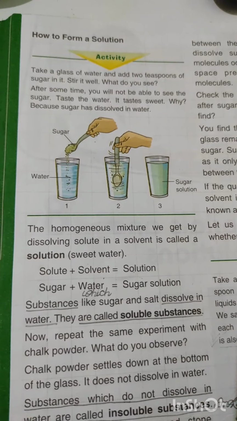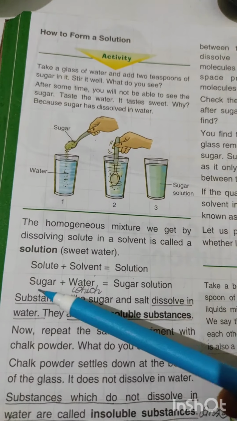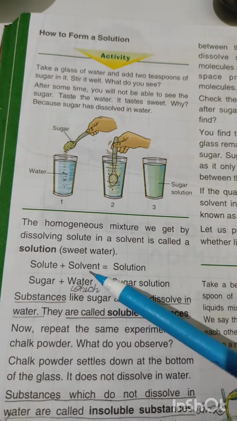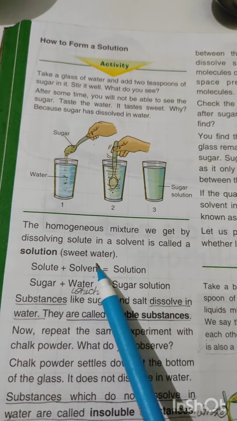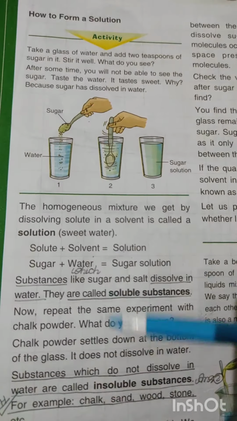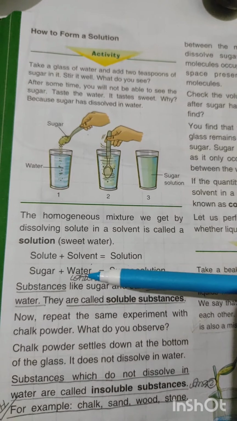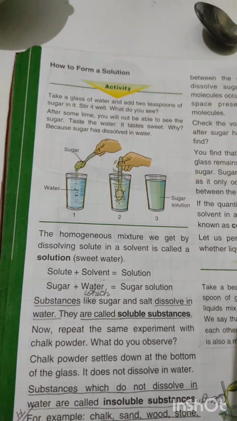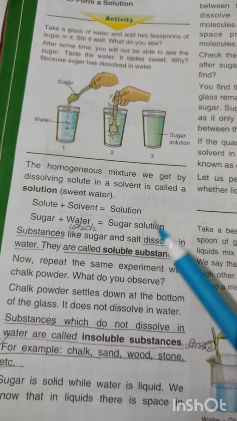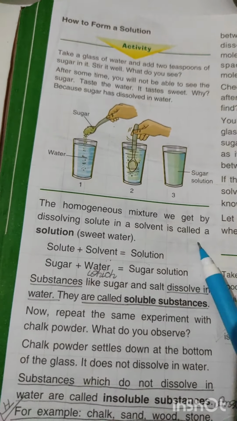Now here sugar is a solute and water is a solvent. Why is water a solvent? Because sugar easily dissolves in water, and the substance or liquid in which solute gets dissolved is called a solvent. So substances like sugar and salt that dissolve in water are called soluble substances. Sugar and salt are soluble substances.